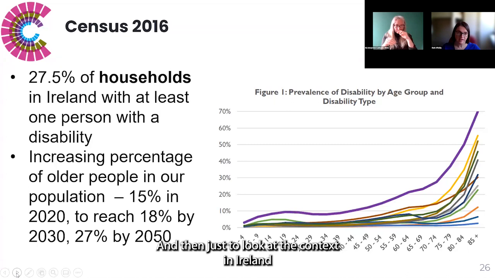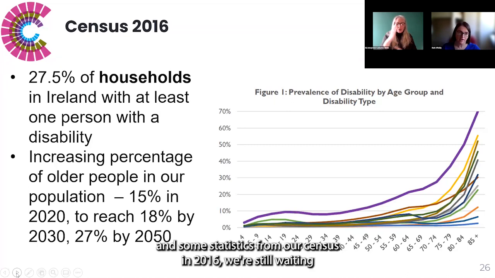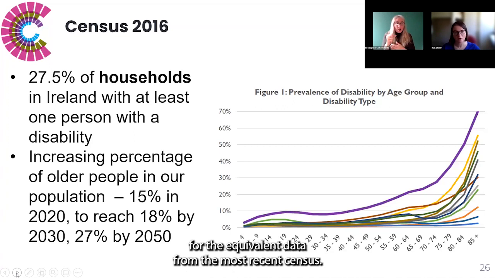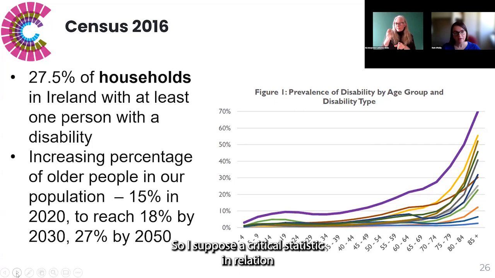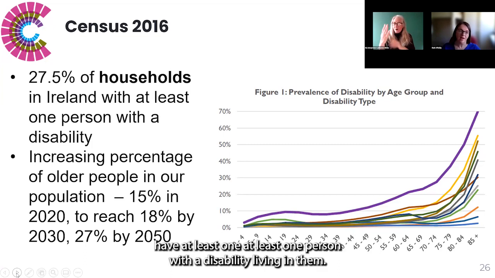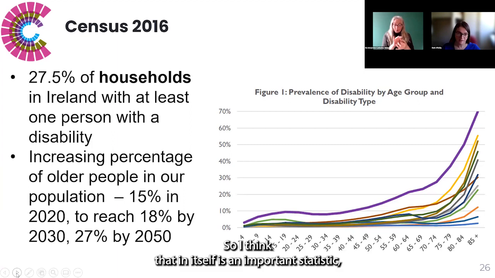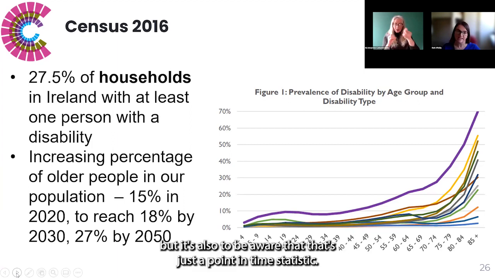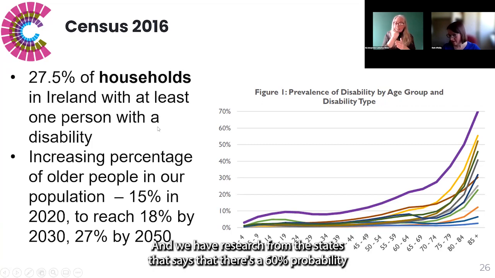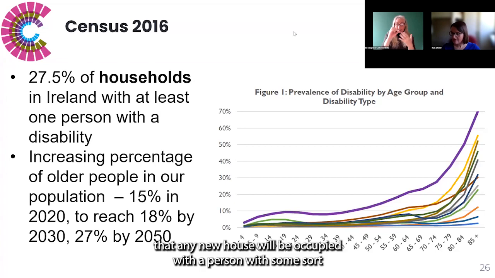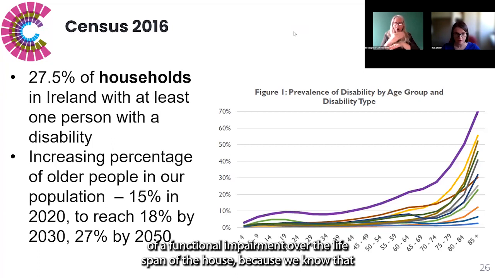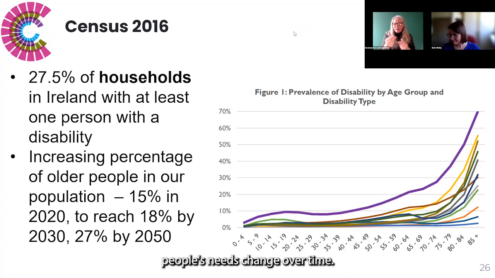And then just to look at the context in Ireland and some statistics from our census in 2016. We're still waiting for the equivalent data from the most recent census. So I suppose a critical statistic in relation to housing from that census was that 27.5%, so that's 1 in 4 households in Ireland, have at least one person with a disability living in them. So I think that in itself is an important statistic, but it's also to be aware that that's just a point in time statistic. And we have research from the States that says that there's a 60% probability that any new house will be occupied with a person with some sort of a functional impairment over the lifespan of the house, because we know that people's needs change over time.